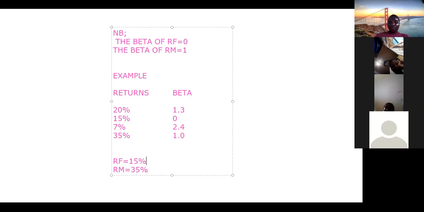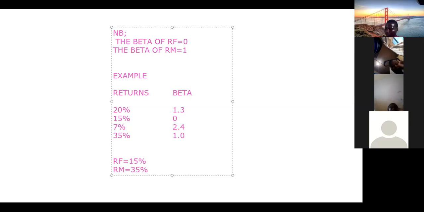So your RF in this situation is 15%. Your RM in this situation is 35%. They will give you the question, but they won't give you the variables. You are supposed to know that these are the variables. You are supposed to know that this is the Rm, this is the Rf. Once you are able to extract the Rm and the Rf, you can solve the question. Are you getting the scenario? Good.